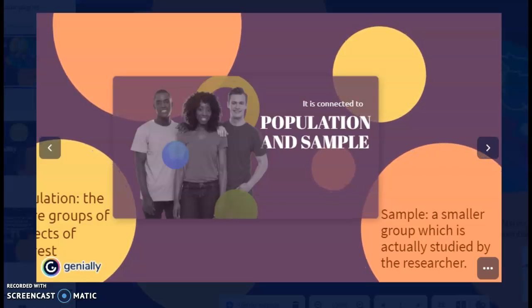Generalizability is connected to the concept of population and sample. In experimental science, the population is the entire group of subjects of interest, in our case, the language learners. The sample is a smaller group which actually is studied by the researcher.